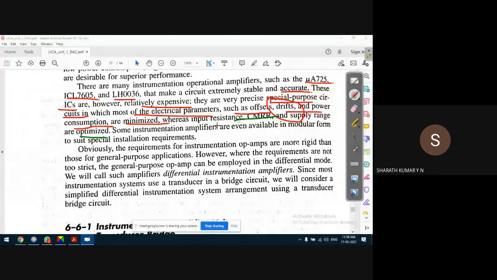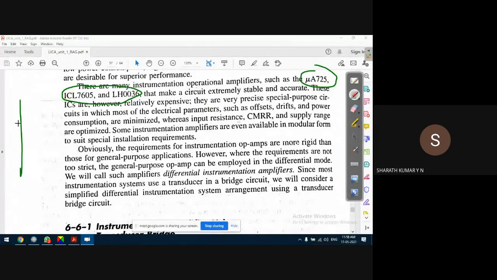All these we have already discussed with CMRR, so let us not go back to that discussion again. Some instrumentation amplifiers are even available in modular form to suit special installation. What is a modular form? These are available in the form of an IC, an integrated circuit with pins. Some instrumentation amplifiers are available in a device form, which can be fitted with another device. That is known as a modular form.